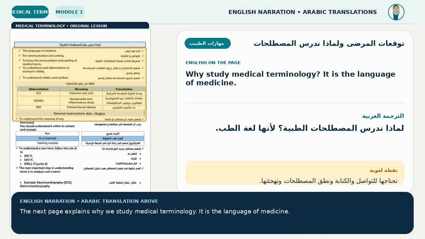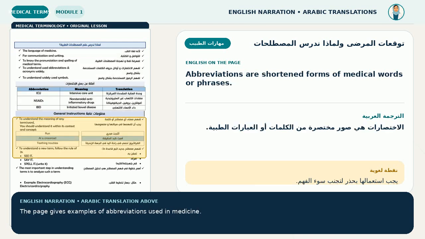The next page explains why we study medical terminology. It is the language of medicine. We need it for communication and writing. We need it to know the pronunciation and spelling of medical terms. We also need it to understand word components and avoid misunderstandings.